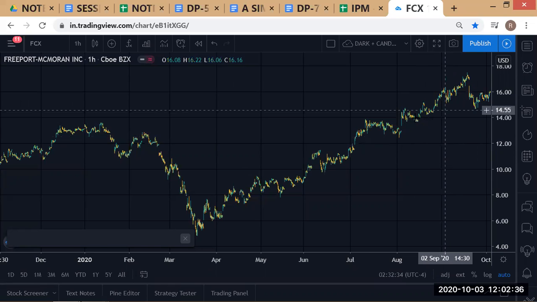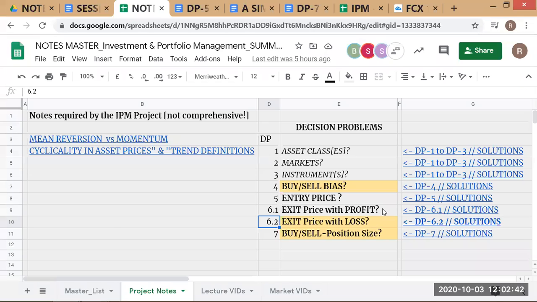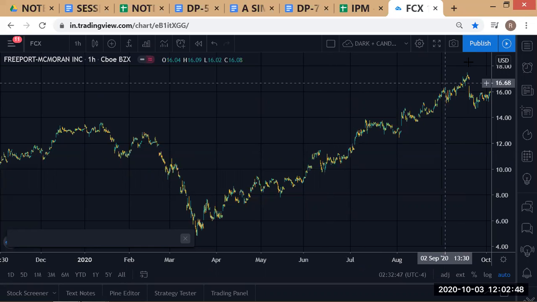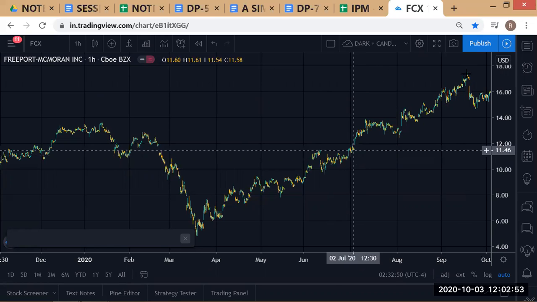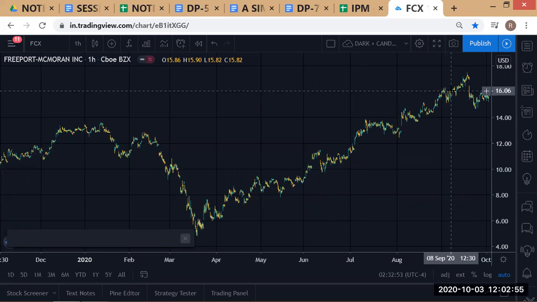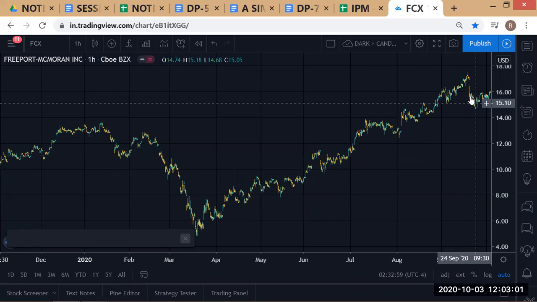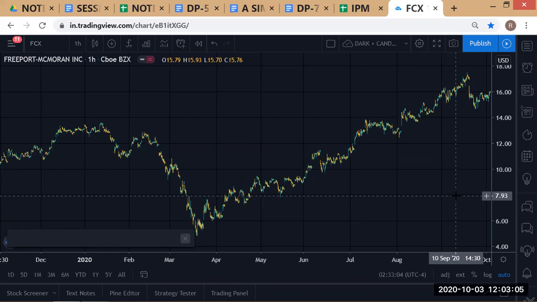But essentially what is happening is he's solving this problem, exit price with profit. Why do you need to have a plan for this? Because you want to protect your profit also. You buy something here, it goes up all the way here, and you want to be able to capture some of your profit. That's the goal. So you can capture some of your profit without having to actually predict when the market will turn around and start going down.